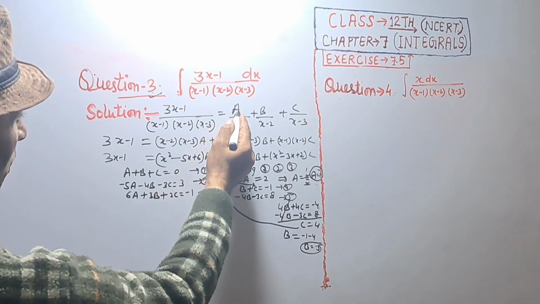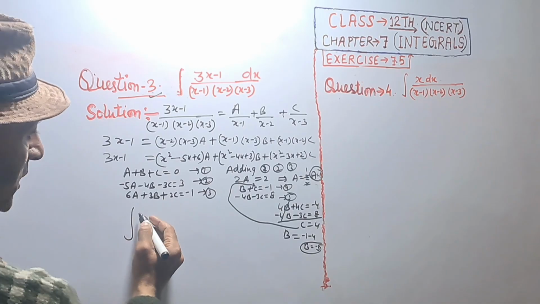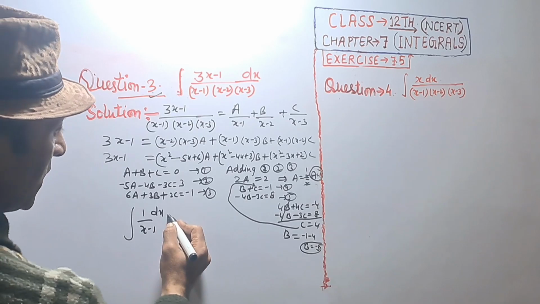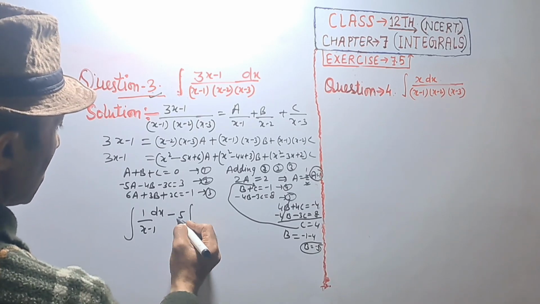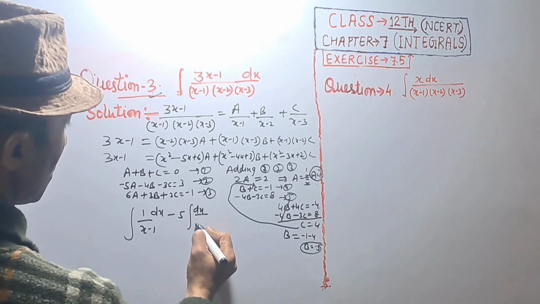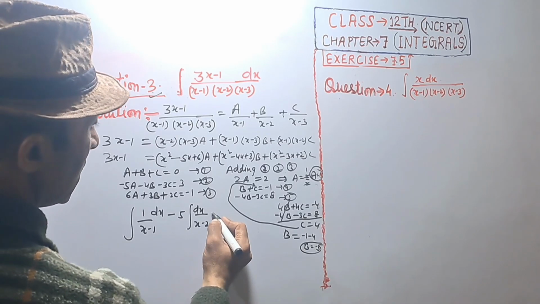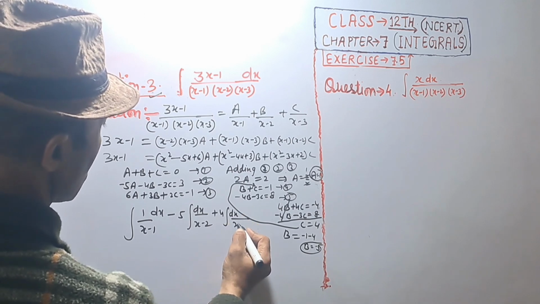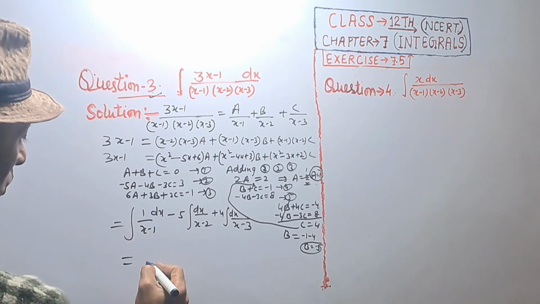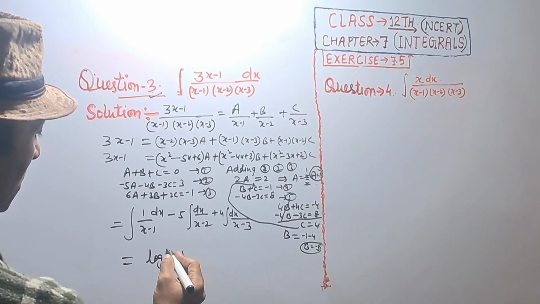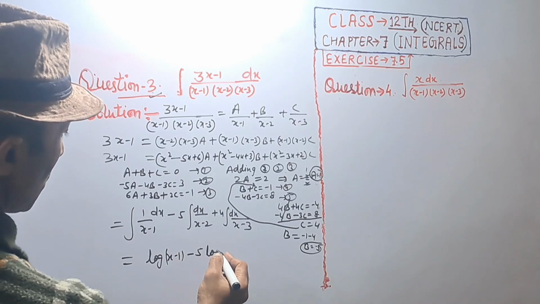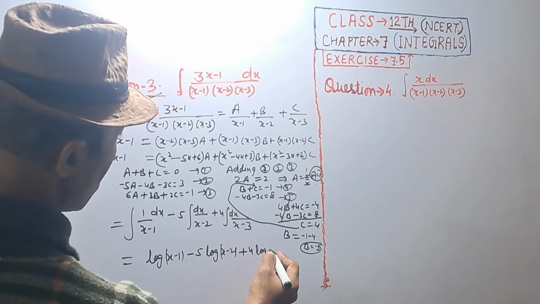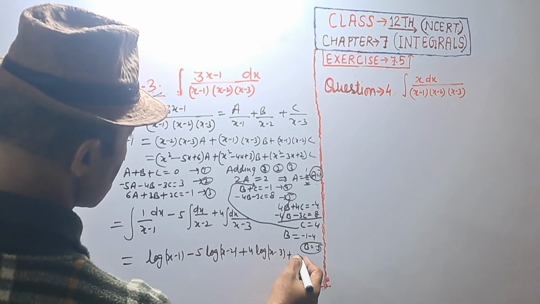Putting the values of A, B, C in the integration: A is equal to 1, integral of dx upon x minus 1; B is equal to minus 5, out of the integration, dx upon x minus 2; and the value of C is 4, out of the integration, dx upon x minus 3. So log of (x minus 1) minus 5 times log of (x minus 2) plus 4 times log of (x minus 3) plus constant C.